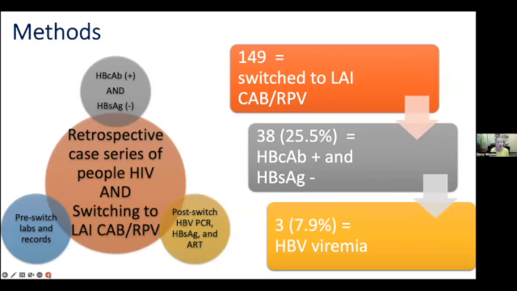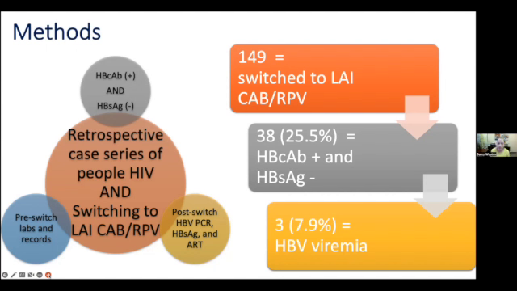So this was a retrospective case series of people with HIV who were switching over to long-acting injectable cabotegravir-rilpivirine. And our inclusion criteria were these people who were core antibody positive, but surface antigen negative. We looked at their pre-switch labs as well as some other clinical characteristics. And then we looked at post-switch labs, specifically hepatitis B labs, as well as whether there was any change to their antiretroviral therapy that was required.